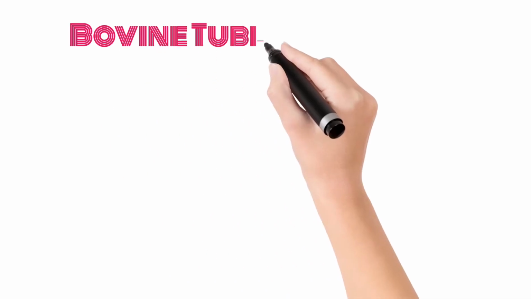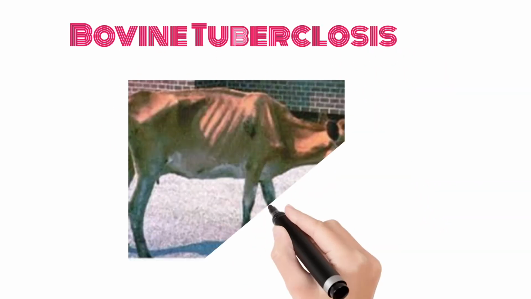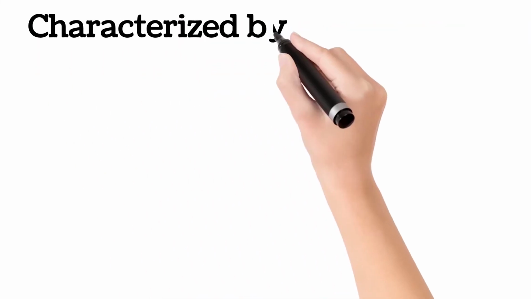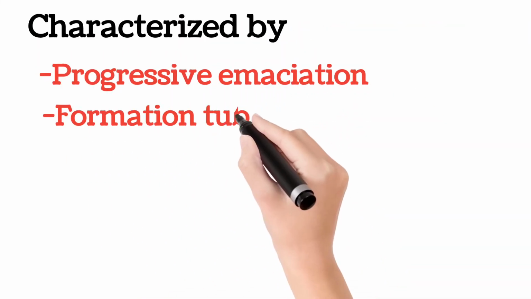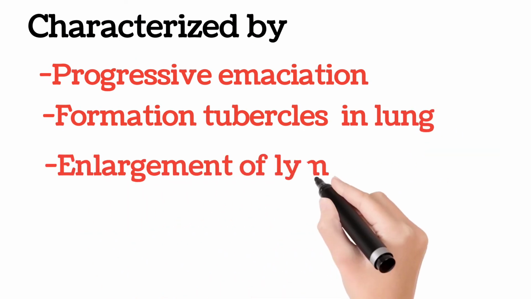In this video presentation we will discuss bovine tuberculosis. Bovine tuberculosis (BTB) is a chronic bacterial disease of animals characterized by progressive emaciation, formation of tubercles in the lung, and enlargement of lymph nodes.